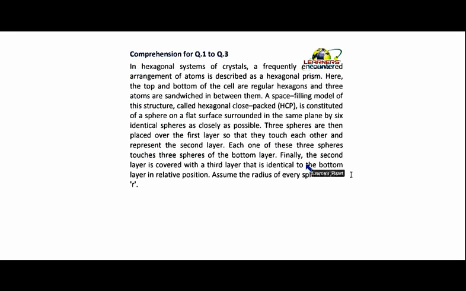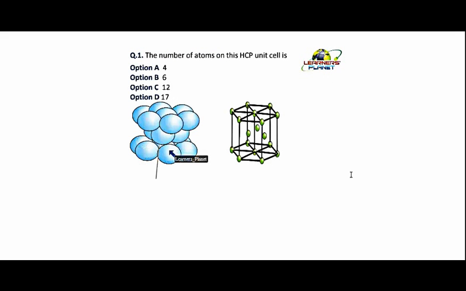Then, finally, the second layer is covered with the third layer that is identical to the bottom layer in relative position. So, this is the first layer, this is the third layer which is covering the second one and it's identical. It means that these 3 spheres are touching the 3 spheres above also. Right? Now you have to solve the question. So this is a 3-dimensional structure of the HCP lattice and this is your structure, how the bonds are present between them. The number of atoms in this HCP unit cell is asked.